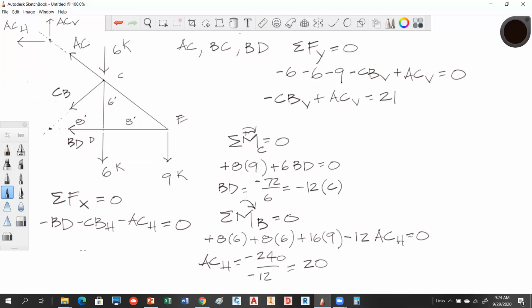So we've got BD is a negative 12. When you plug a negative 12 into here, that goes to a positive 12. And you've got minus CBH, and you've got 20 that gets plugged into that negative location, so it remains negative. All of that's equal to 0. Let's see what happens when we solve this. Negative 20, 12 minus 20, you get a negative 8, which comes over as a positive 8.